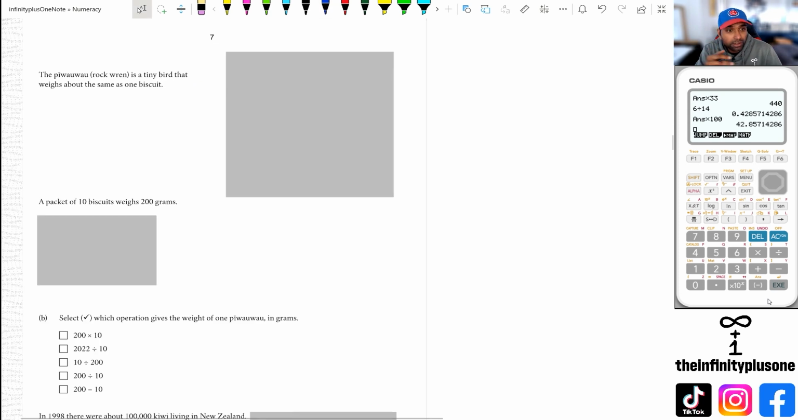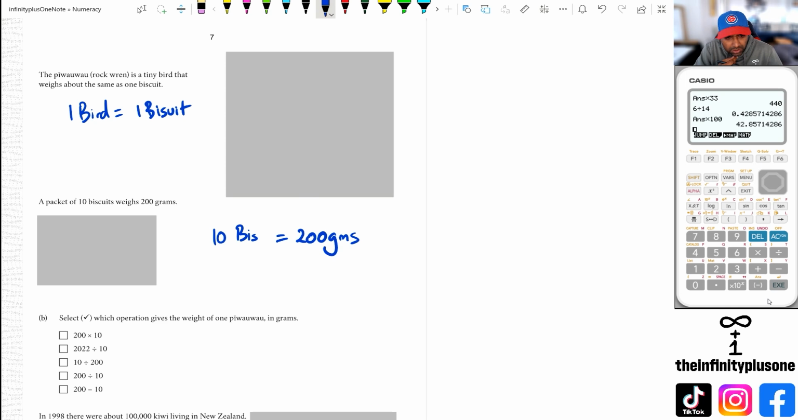Question B, we've got a tiny bird that weighs about the same as 1 biscuit. So we're just going to write that down here: 1 bird equals 1 biscuit. A packet of 10 biscuits weighs 200 grams, so 10 biscuits is equal to 200 grams. Then it says select which operation gives the weight of 1 bird in grams. That means we're looking for the weight of 1 biscuit, and to do that, we go 200 divided by 10. That's the 4th option there. It's going to get a little tick, and that's pretty much it. We move to the next part.